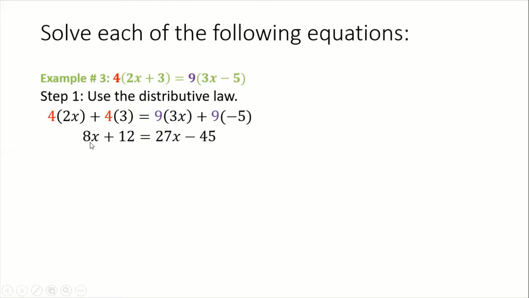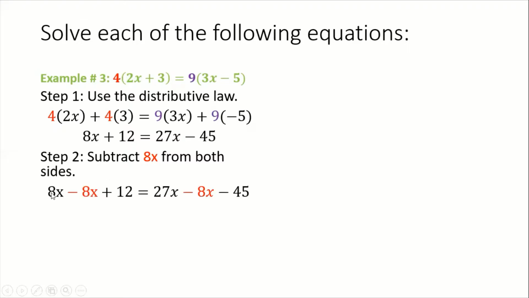Now, if I want to transfer this 8x over to where 27x is, note that it is a positive 8x, so we can do the opposite, which is to subtract 8x from both sides. How would you represent this? You would represent this as 8x minus 8x plus 12 equal 27x minus 8x minus 45. At this stage, all you're going to do is to simplify. So note, 8x minus 8x is 0, and 0 plus 12 will give you 12. 27x minus 8x will give you 19x, and you put back your minus 45.